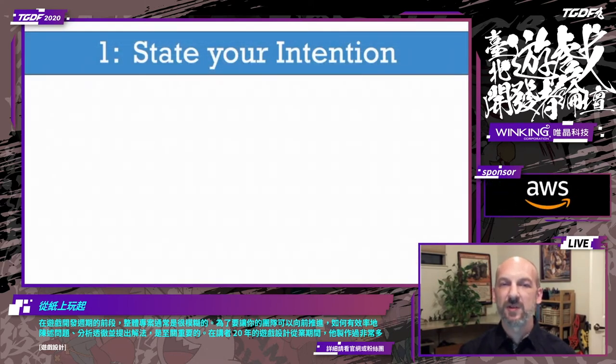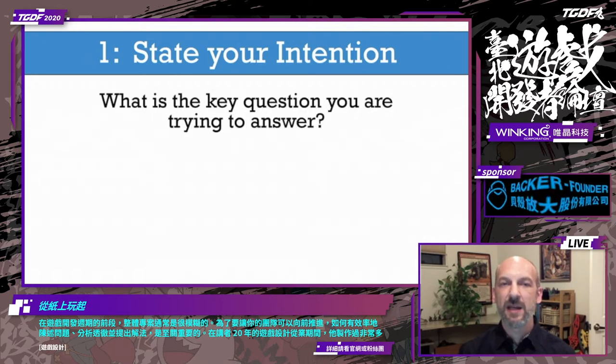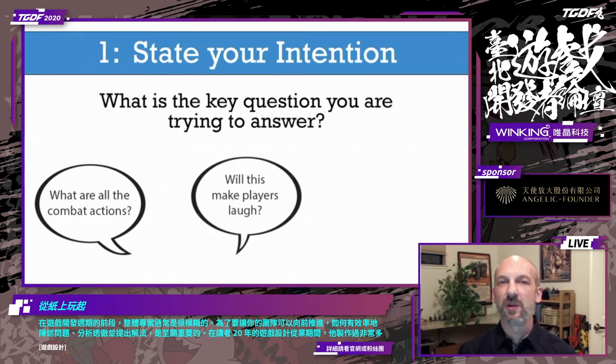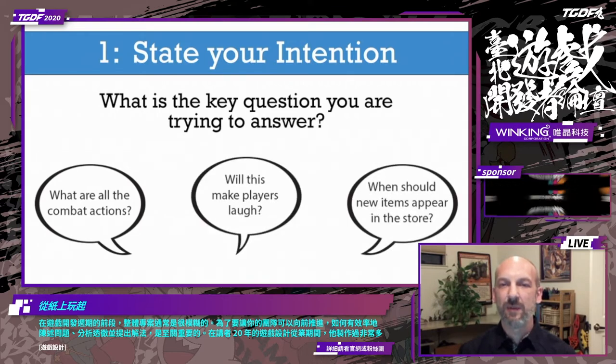My first step before starting to work on any prototype is to state my intention. What exactly am I trying to understand? What problem am I trying to solve? If you can't write it down as a simple question, then I don't think you should even start working on the prototype. You need to know what you're aiming for.